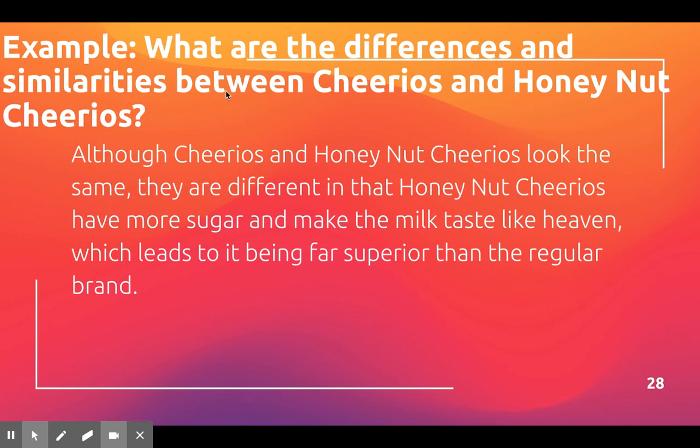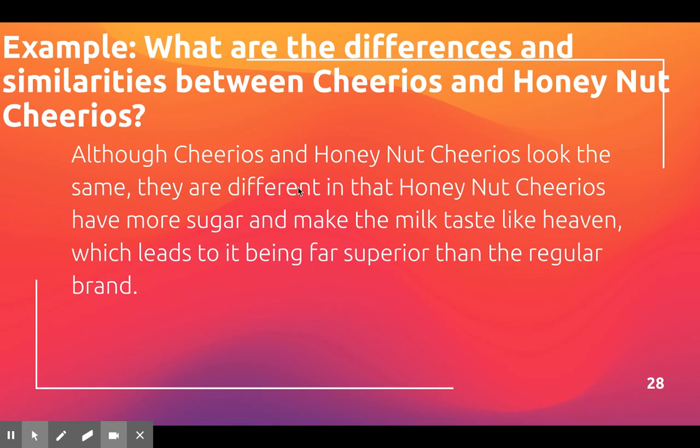So for example, if I ask the question, what are the differences and similarities between Cheerios and Honey Nut Cheerios? And yes, I was eating Honey Nut Cheerios as I wrote this. Although Cheerios and Honey Nut Cheerios look the same, all right? So I'm stating my similarity. They both look the same, right? They're round. They have a little hole in the middle, look like tiny little donuts, and they're crunchy. So although Cheerios and Honey Nut Cheerios look the same, my similarity is that they look the same. They are different in that Honey Nut Cheerios have more sugar and make the milk taste like heaven.